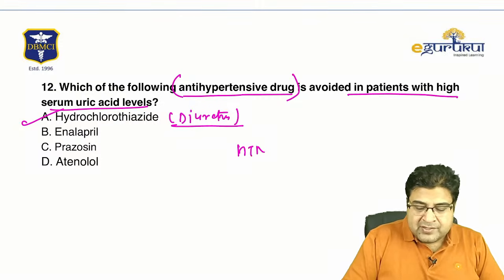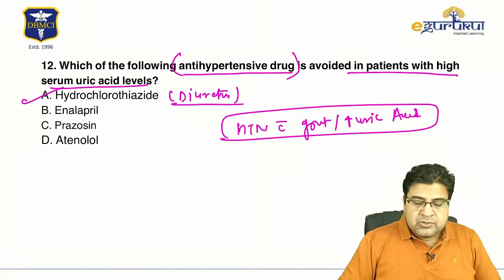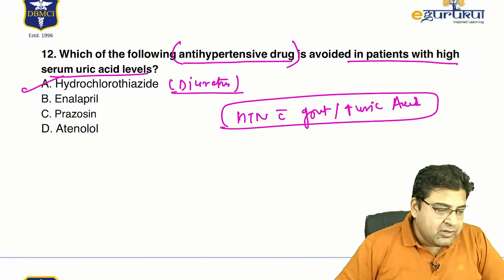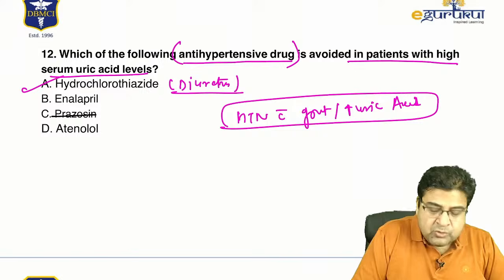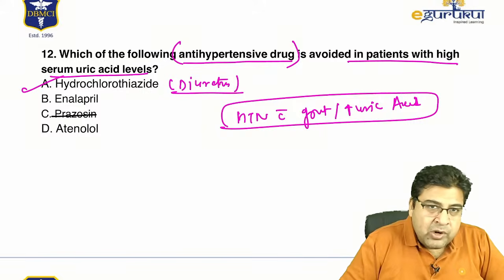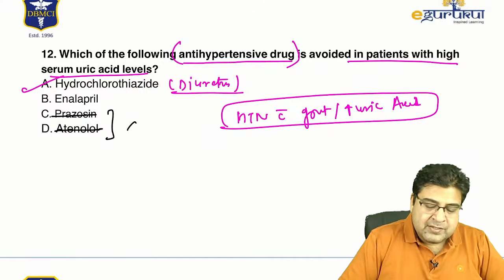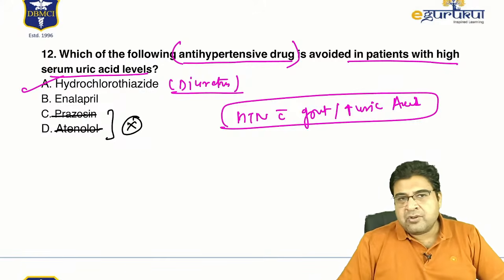Now let's discuss this question: hypertension with gout, or hypertension with high uric acid. Again, I already taught you how to choose the best medicine. So I will say, okay guys, choose the best medicine for this patient: hypertension with gout. The moment you see the question, you will find that prazosin is ruled out. Why is prazosin ruled out? Because it's not a first line drug. So prazosin is straight away ruled out. Atenolol is ruled out because it's not a first line drug. So these medicines are straight away ruled out. And hydrochlorothiazide I will not prefer because this medicine can cause hyperuricemia.